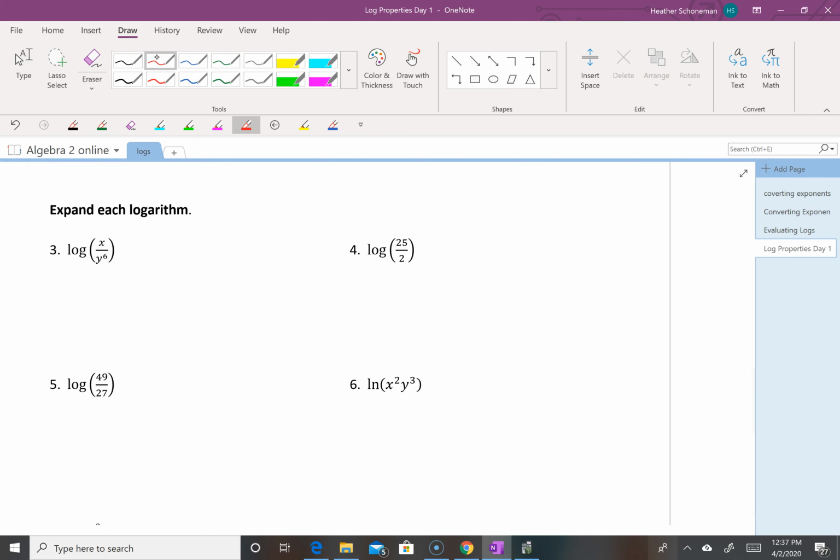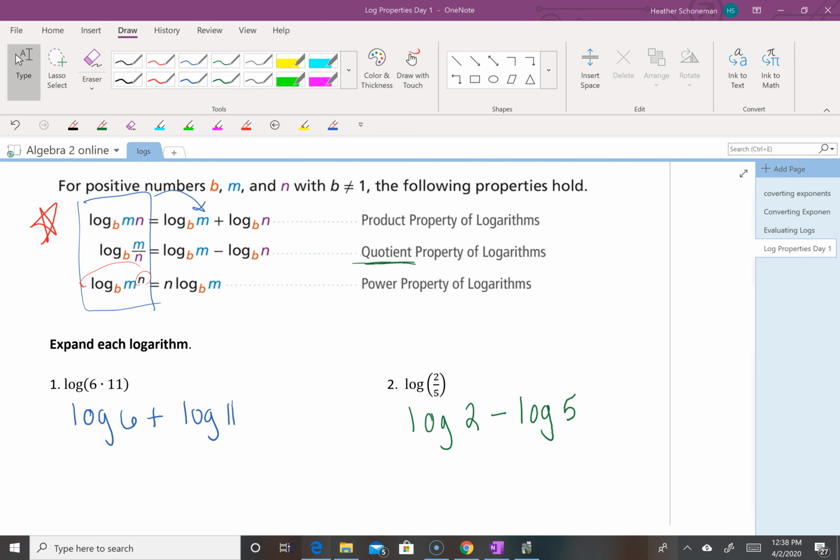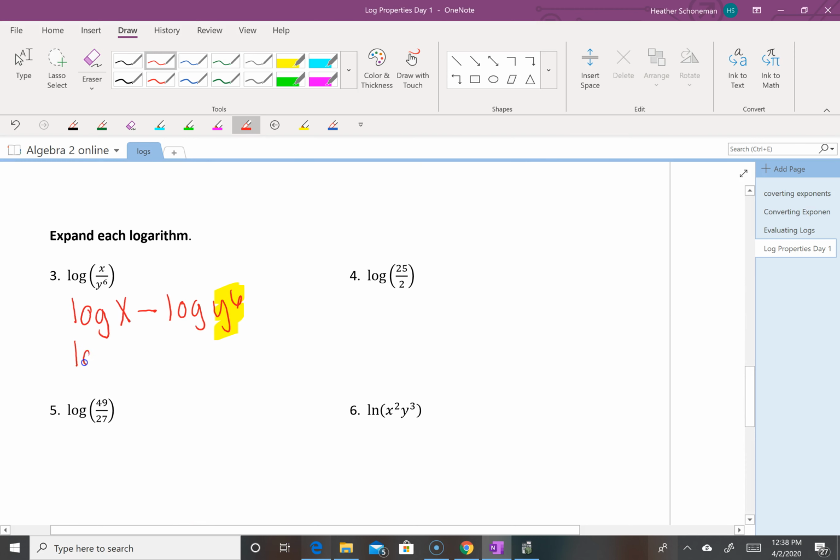Now, number 3 is interesting because you got variables in here, which is not that big of a deal, but one has a power. So how are we going to deal with that? Well, it starts as being division. So that means that it's going to be log of x minus log of y to the 6th. But we can rewrite this part more because it's an exponent. So if you look back at these exponent rules, that exponent moves to the front. So this first one doesn't have an exponent, it stays the same, so I have log of x minus the 6 goes to the front, so it's going to be 6 log y.